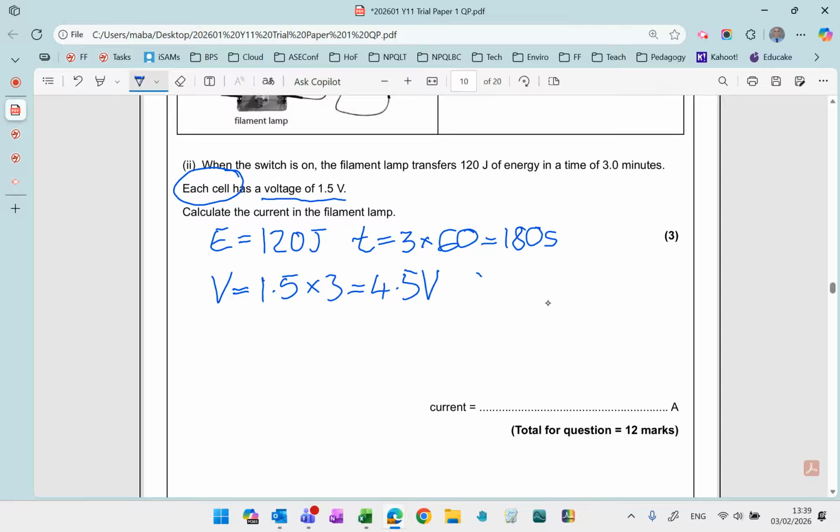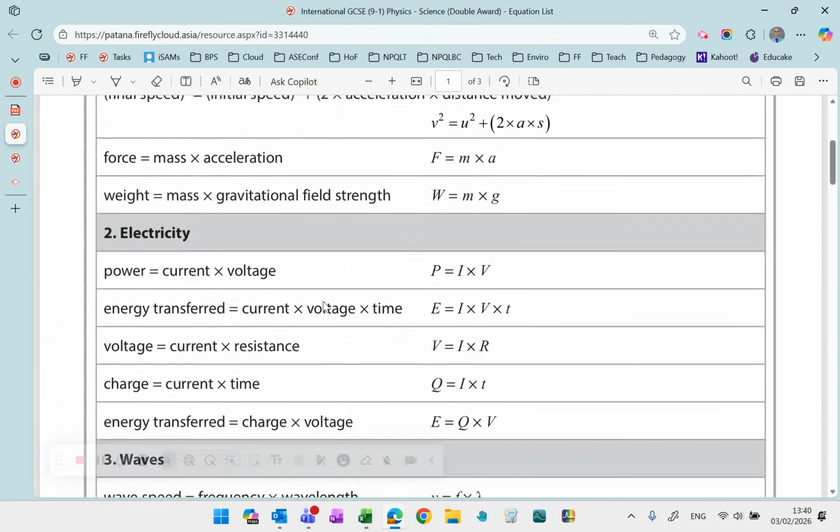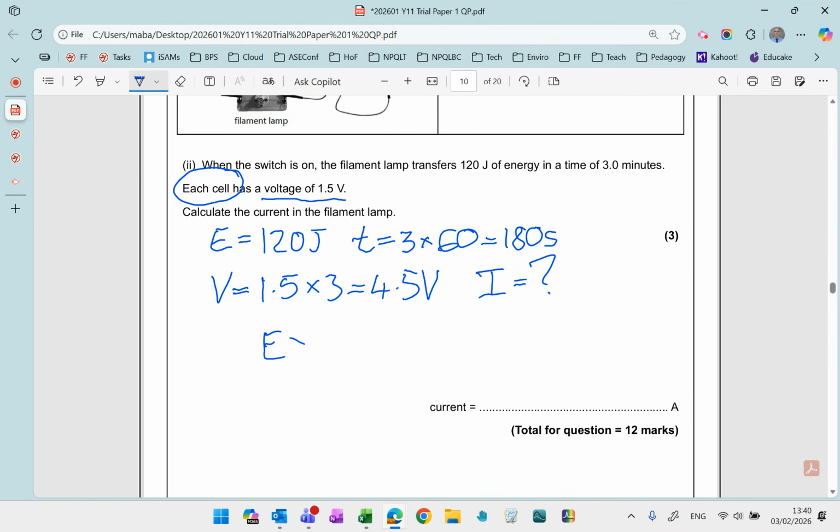And then the thing that I don't know, the thing that the question is asking me, is the current. So in my formula, I'm going to put I equals question mark. I'm going to go to my data booklet, and I know that it's somewhere in topic 2. Can you spot the formula I need? Yep, there it is. It's E = V I T. So I write the formula in. E equals V times I times T.